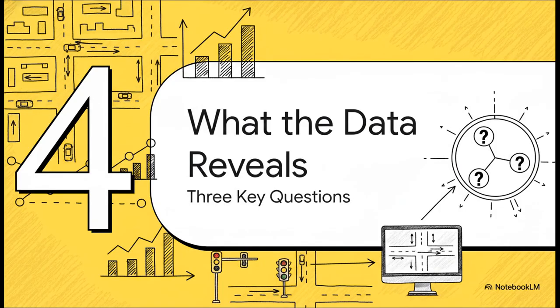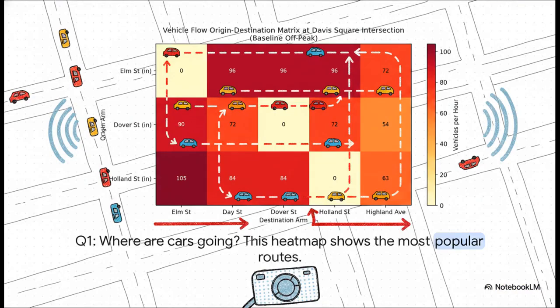All right, so they ran all these different simulations. What did they actually find out? Well, the data gives us the answers to 3 really basic but super important questions that any traffic engineer would want to know. Question number 1, where is everybody actually going? This heat map tells that story. It shows the most popular routes, and it's pretty simple. The darker the red, the more traffic there is.